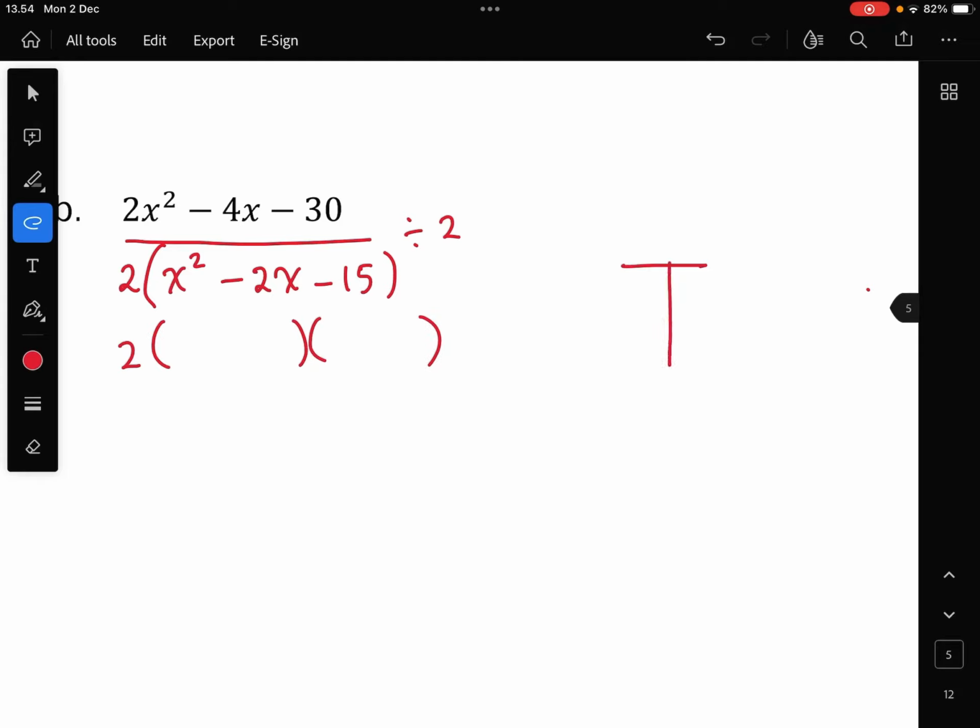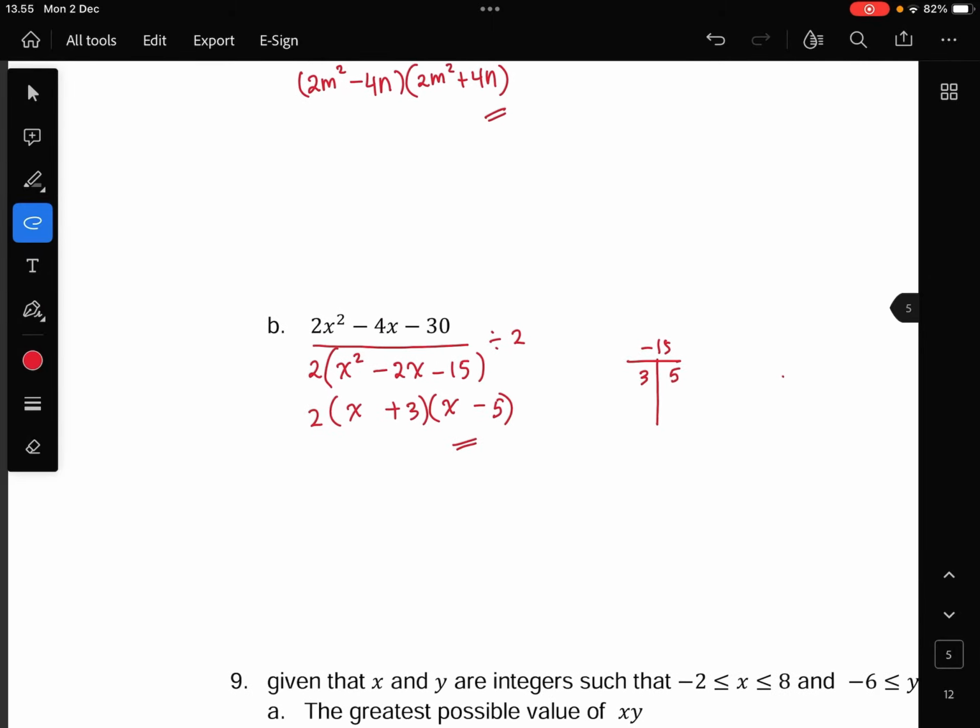When you multiply, you get negative 15. So it is going to be 3 and 5. So we will have a 3 and a 5 here. This one is negative, this one is positive. This one is x and x, because when you add them, you get negative 2. Then this is going to be your answer for number 8b.